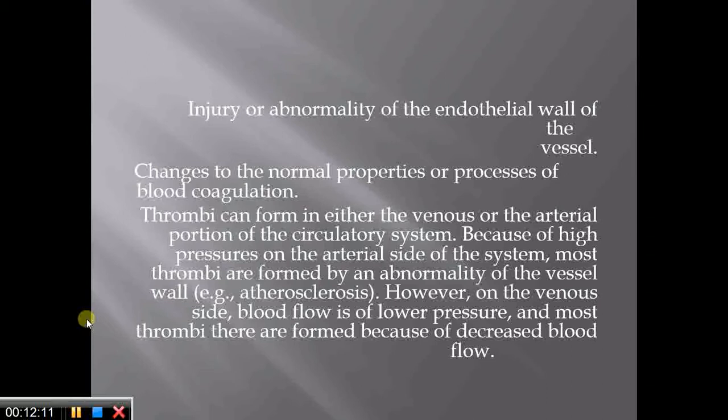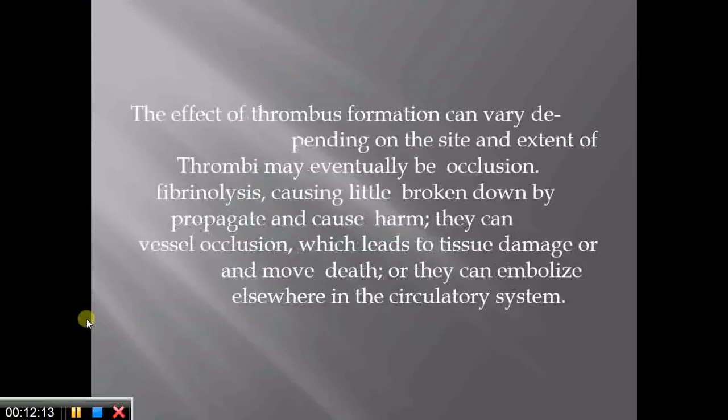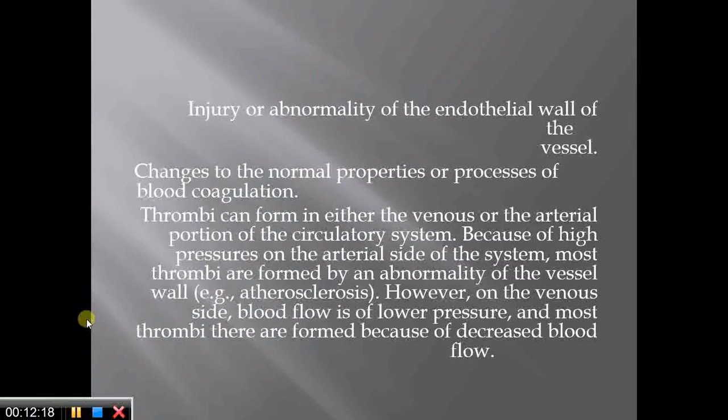Thrombi can form in either the venous or the arterial portion of the circulatory system. Because of high pressures on the arterial side of the system, most thrombi are formed by an abnormality of the vessel wall, e.g., atherosclerosis. However, on the venous side, blood flow is of lower pressure, and most thrombi there are formed because of decreased blood flow.